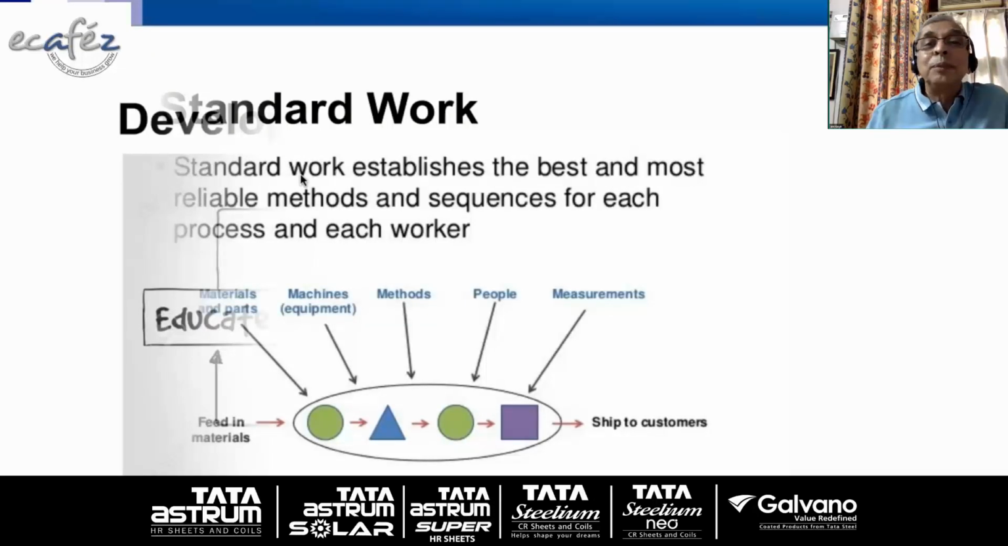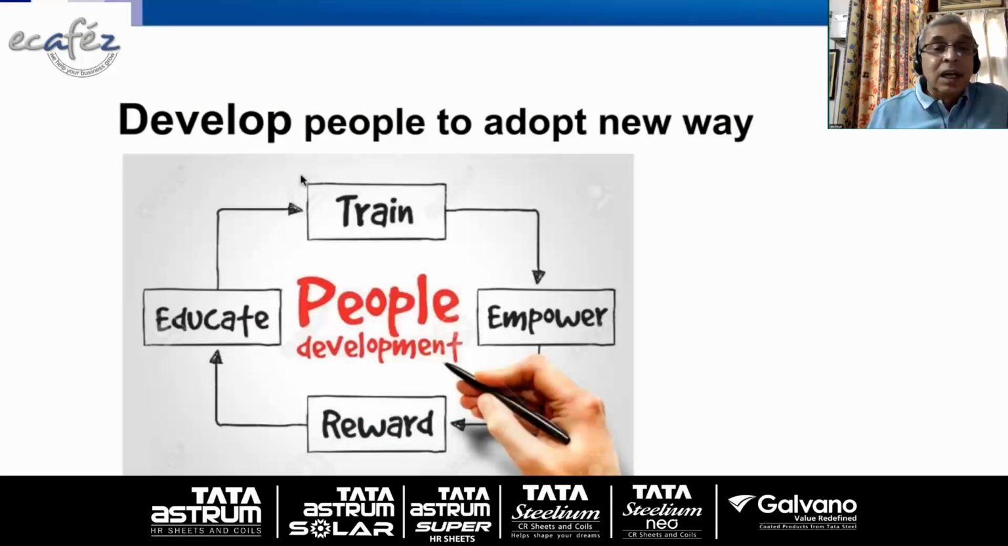Then develop people to adopt the new way. Earlier the people were habituated to doing things in their old method. Now many things have changed, as we have seen in the improvement phase. Those practices must be programmed in the mind of the people. All the operators must be educated, trained, empowered, rewarded, and encouraged for better productivity. So, development of people to adopt the new way.